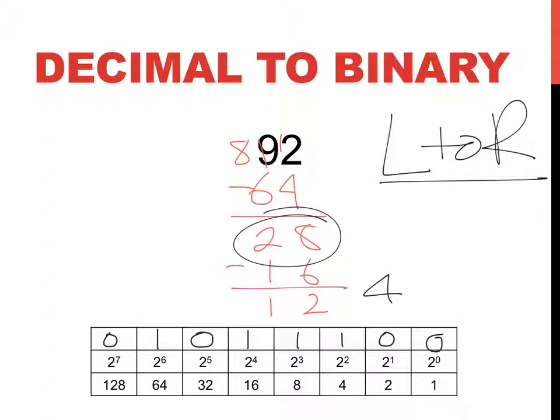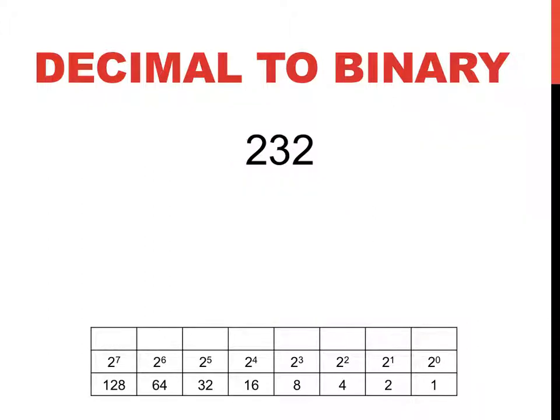So decimal 92 in binary is represented by 0, 1, 0, 1, 1, 1, 0, 0. That's my binary, or 1, 2, 3, 4, 5, 6, 7, 8 bits. Cha-ching! Okay, so if you look at 232 by the same regard, this is just another example. So 128, 2 can't do, 2, 12, 4, 2 minus 2 is 0.